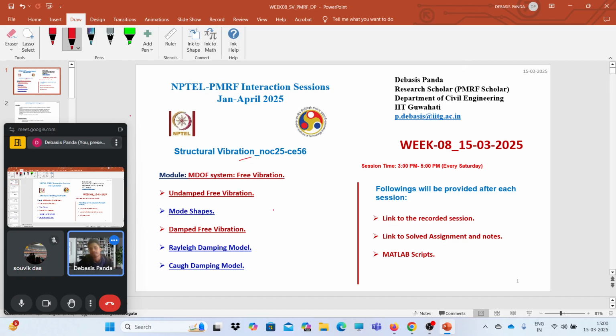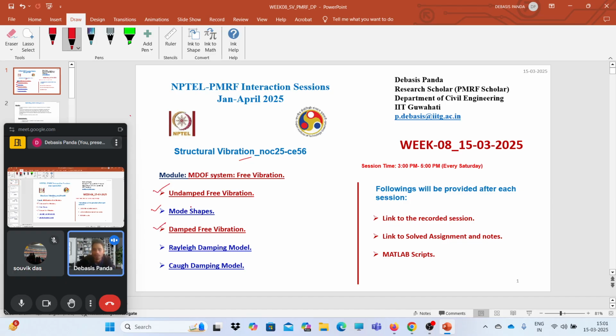Yes. Okay. So today is the eighth interaction session on structural vibration. Today we will go through the multi-degree of freedom systems. Basically, we will cover the free vibration part today, where first we will learn how to develop the equation of motion, and then we will go through the undamped free vibration case, how to solve the response of an undamped free vibration case. Then we will move to the concepts of mode shapes, how to calculate the responses in modal coordinates.